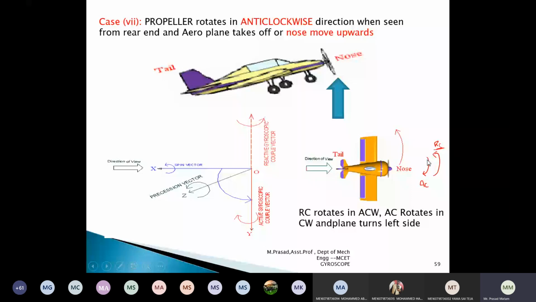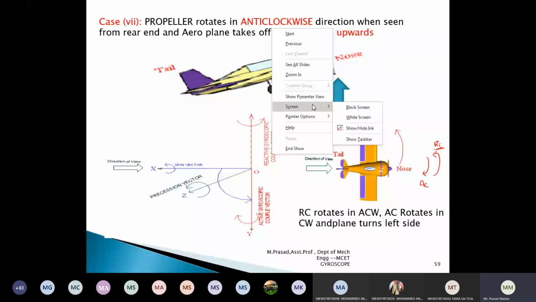But we consider only the gyroscopic effect due to the reactive couple. What is the active couple trying to do? Active couple tries to rotate the aeroplane towards the right side. But to maintain equilibrium or to balance the aeroplane, reactive couple tries to rotate in the opposite direction, to the left-hand side. That's why aeroplane tries to move towards the left side. This is the gyroscopic effect for the anti-clockwise rotor when the aeroplane is taking off.